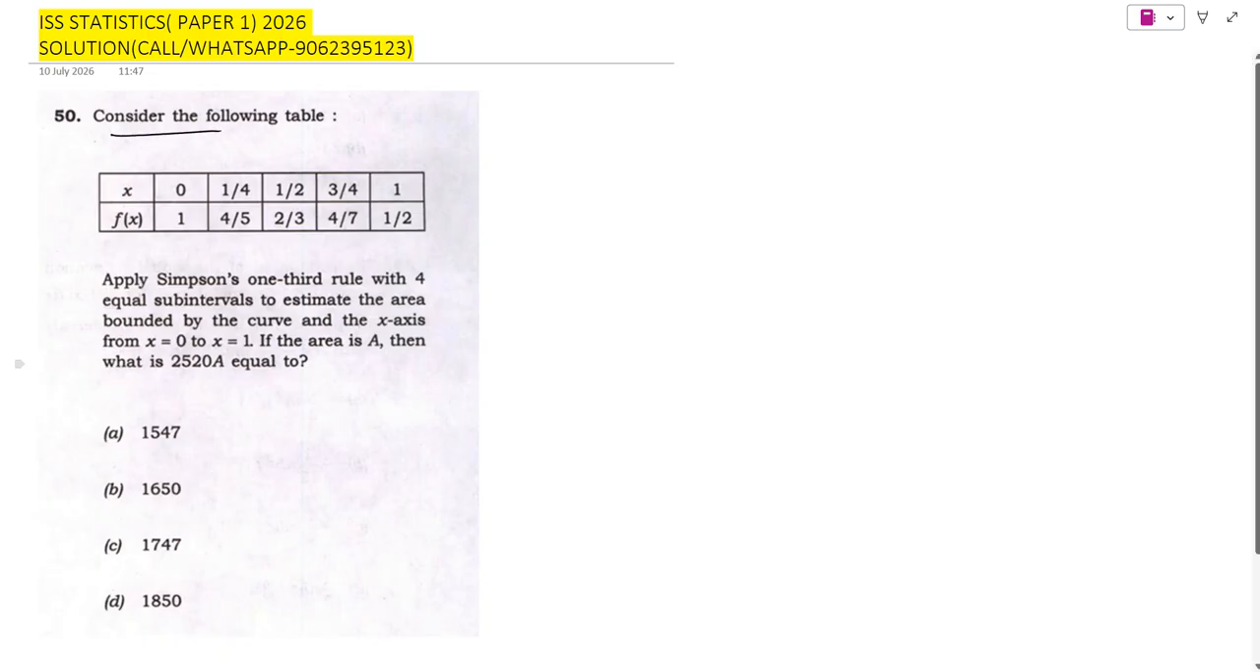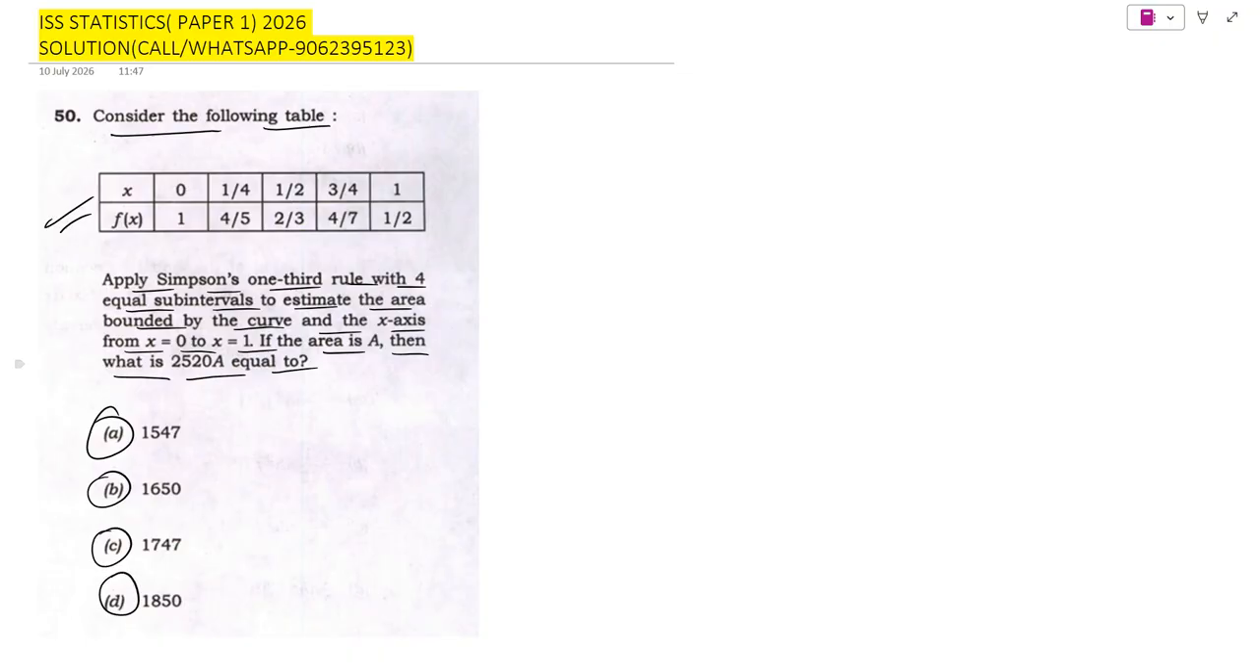Consider the following table. Apply Simpson's one-third rule with 4 equal subintervals to estimate the area bounded by the curve and the x-axis from x equal to 0 to x equal to 1. If the area is capital A, then what is 2520A equal to? And there are 4 options. Okay.